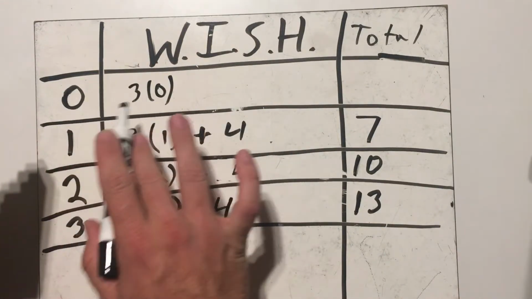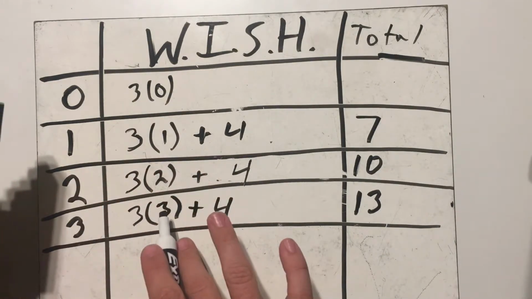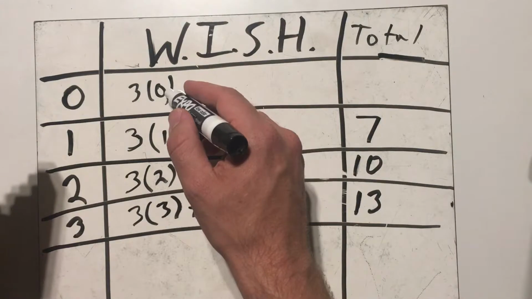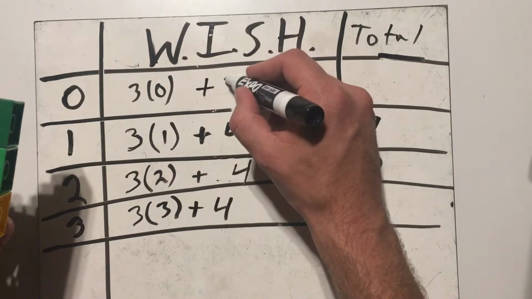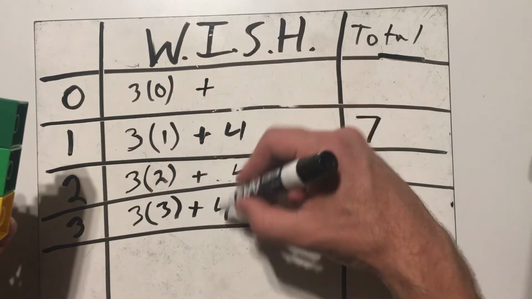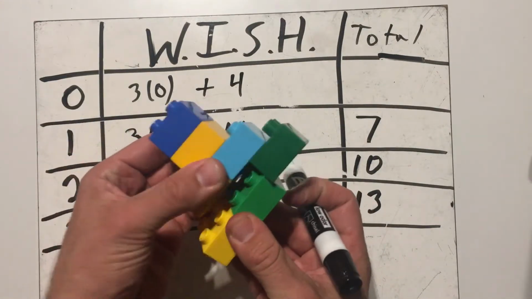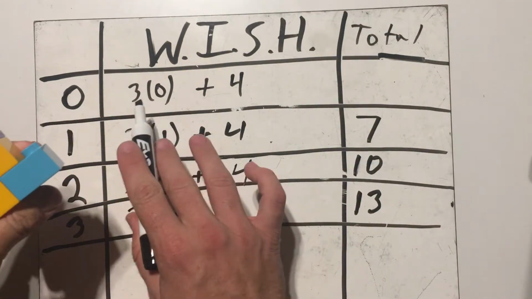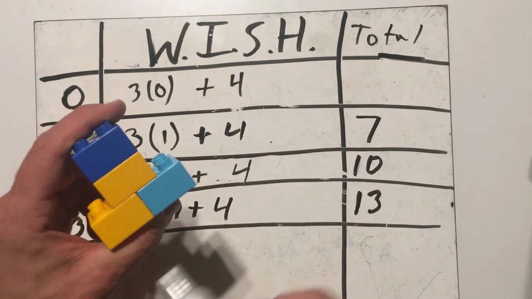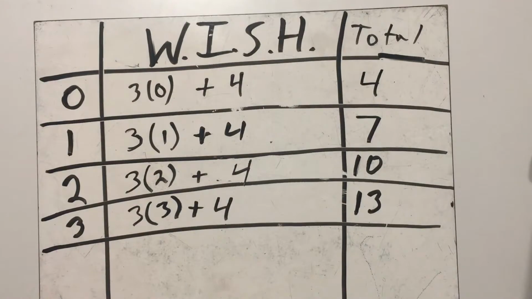We're multiplying by the number in this box. 0 and 0, 1 and 1, 2 and 2, 3 and 3 are being multiplied by this coefficient. There's a fun math term for you. Plus what number is always staying consistent? That's our 4. It's always there. So now I know that if I had a step 0, it would be 3 times 0 is 0 plus 4. So how many blocks does this take? 4.